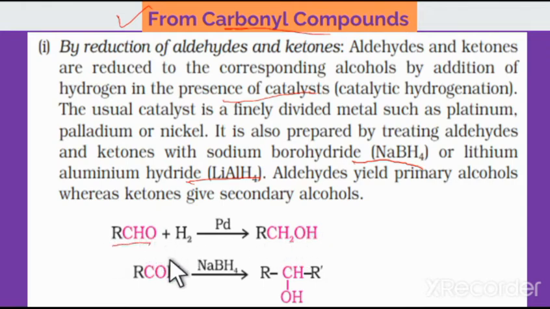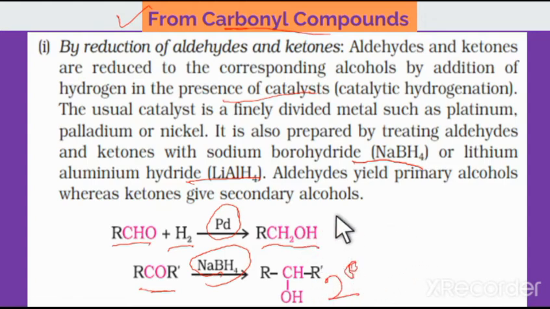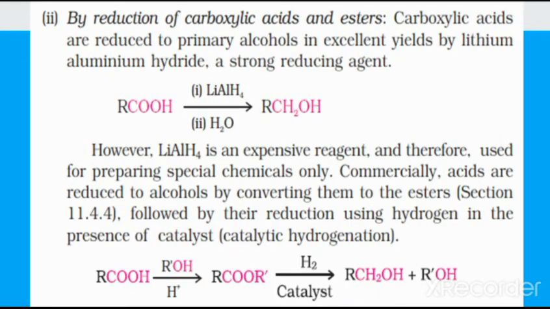When the aldehyde RCHO undergoes hydrogenation in the presence of palladium, we can obtain the primary alcohol. Whereas when the ketone RC double bond O R dash is treated with sodium borohydride, we can get the secondary alcohol. So when aldehydes undergo reduction we get the primary alcohol, whereas when ketones undergo reduction we get the secondary alcohols. The main reducing reagents that can be used are lithium aluminum hydride, sodium borohydride, or hydrogenation in the presence of platinum, palladium or nickel.